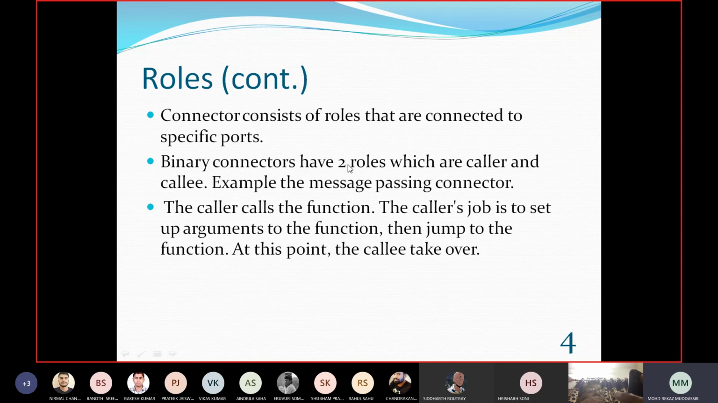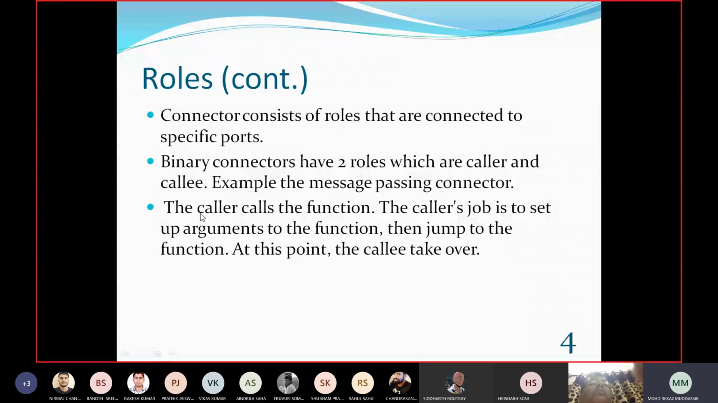Binary connectors have two roles, which are caller and callee. An example is the message passing connector. But it is not necessary that we always have only two roles. In some systems, like the event broadcast connector, we have a single event announcer role and multiple event receiver roles. So there will be multiple roles.